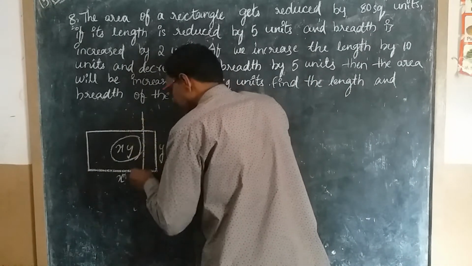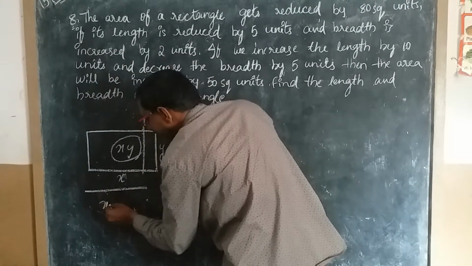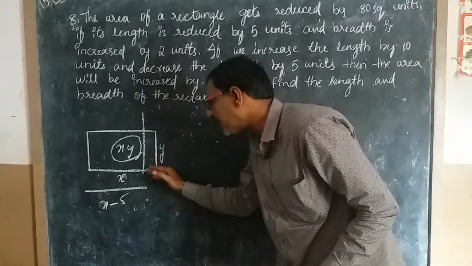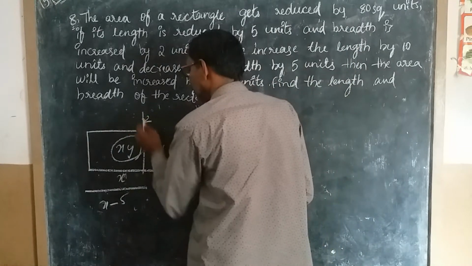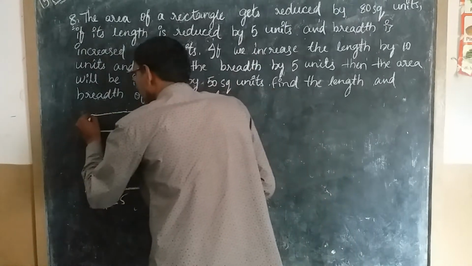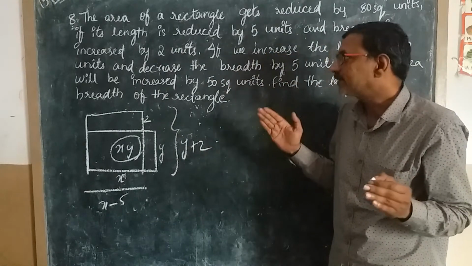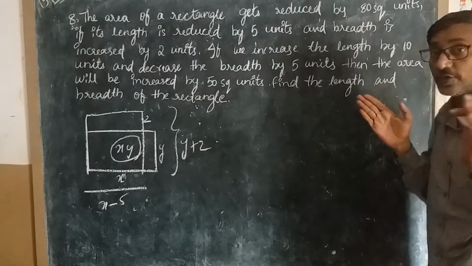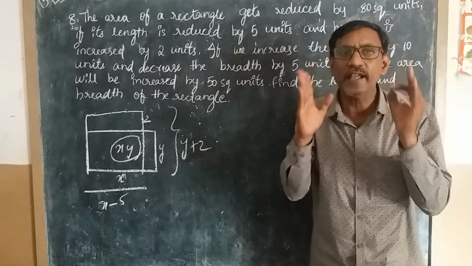Suppose length is reduced. This length is reduced by how many units? 5 units. That is x minus 5. And breadth is increased by 2 units, right? That means total y plus 2. Then it may be like this. Right? Then the area is reduced by 80 square units. This is a very, very important concept that helps you to write the first linear equation.